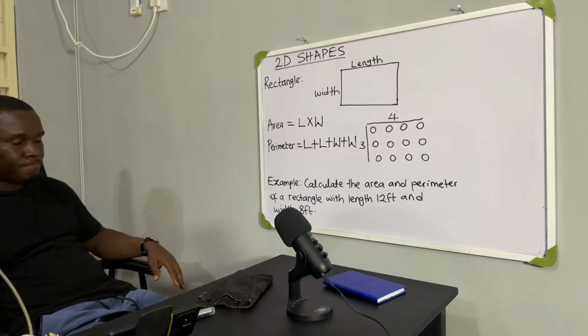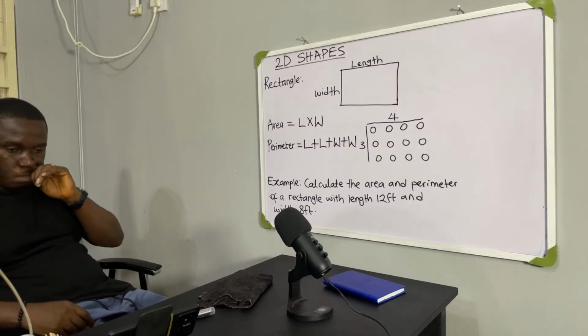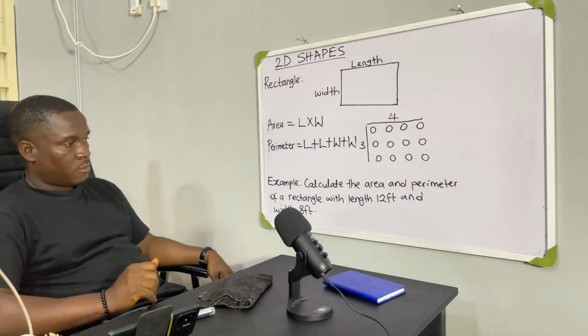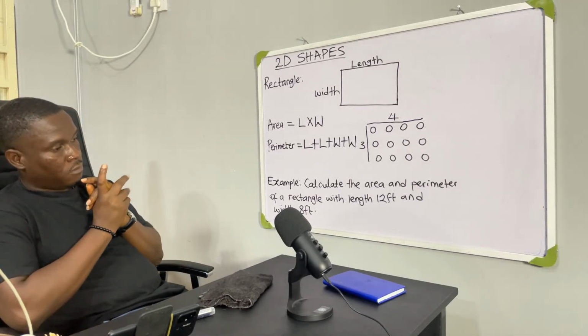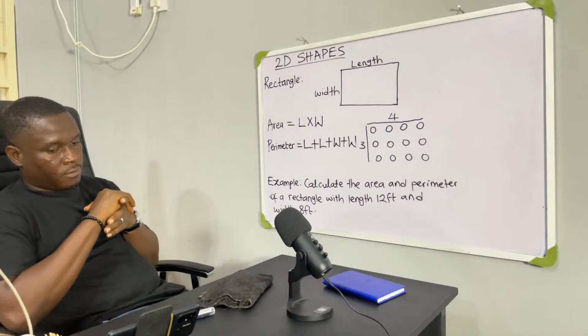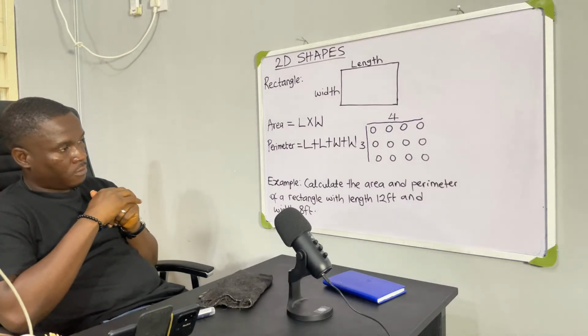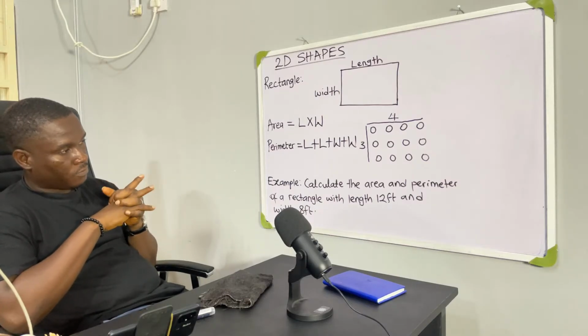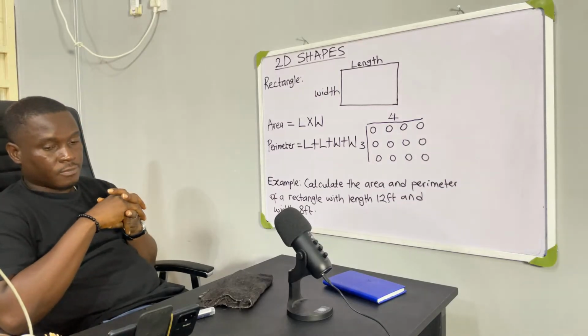So what did you get for the area? For the area I had 12 times 8. Okay. And that gave me 96. Okay. And then for the perimeter, I had 12 plus 12 plus 8 plus 8. Okay. And I actually did 12 times 2. Yeah, that's also correct. 8 times 2 and then added it back in.